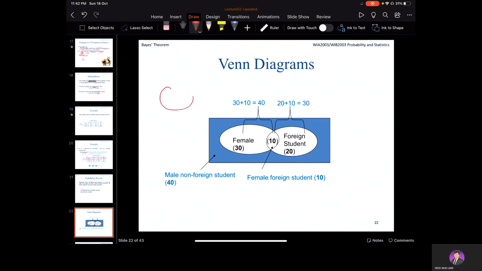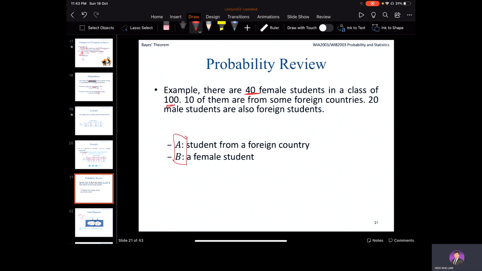I just put here, female is 40, but you know that in here this one is actually 10. So 40 minus 10, all right. Maybe I put the F outside. Female. All right. 20 male students are also foreign students.